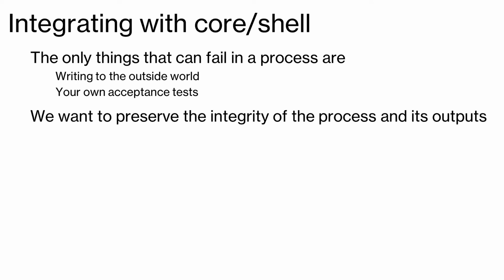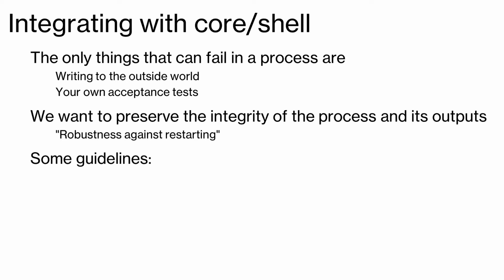So what we want to do is preserve the integrity of our own process so that it doesn't crash, or if it does crash, it can restart cleanly. And we also want to preserve the integrity of everything around us so that the error doesn't propagate to everything else. So you want to not propagate the error more than strictly necessary. So let's look at some guidelines for how to do this.